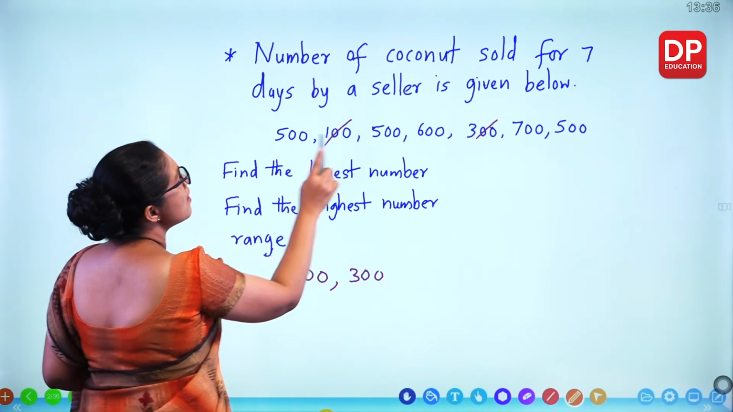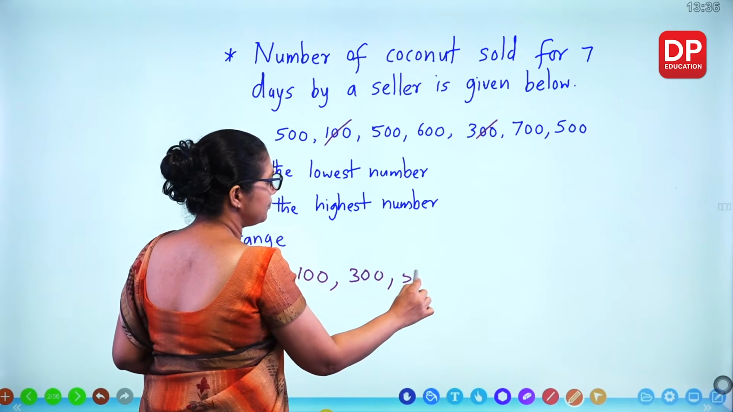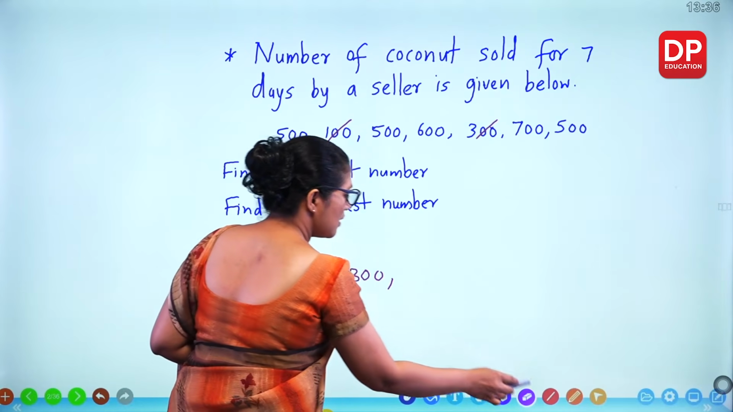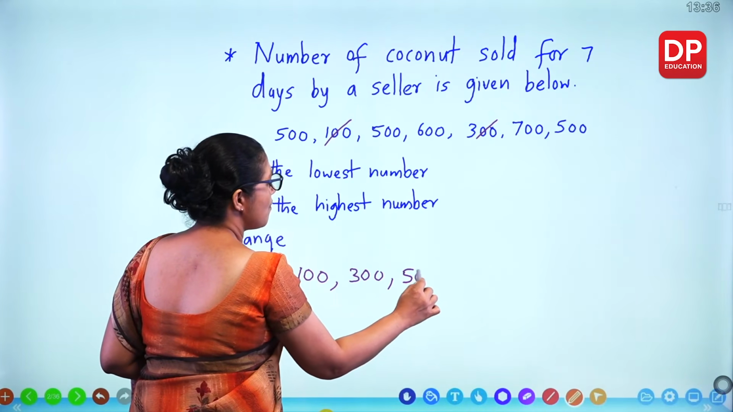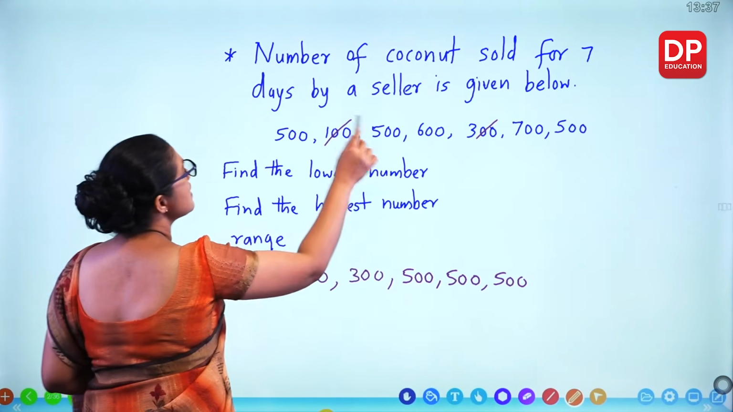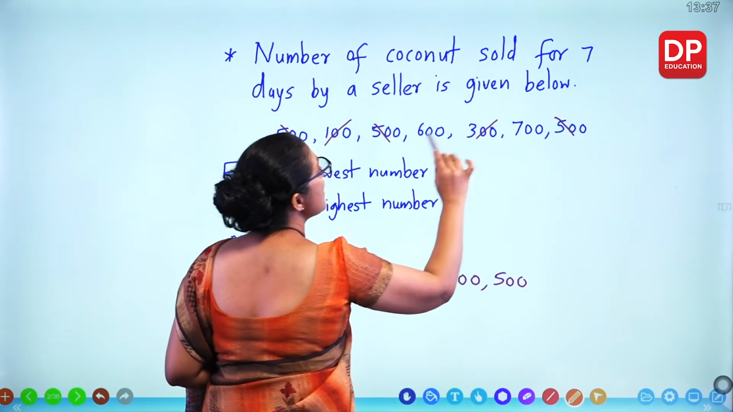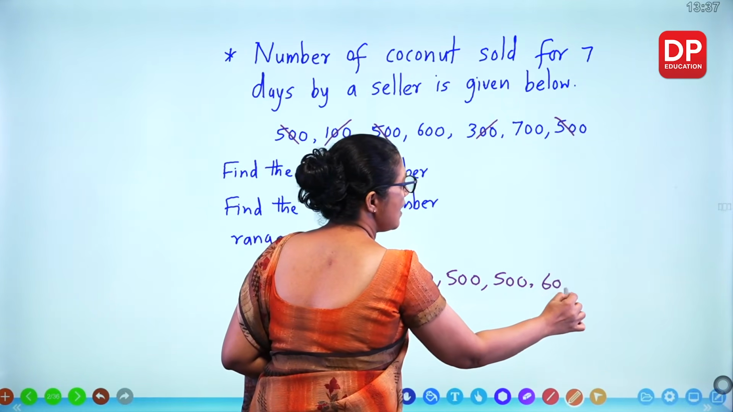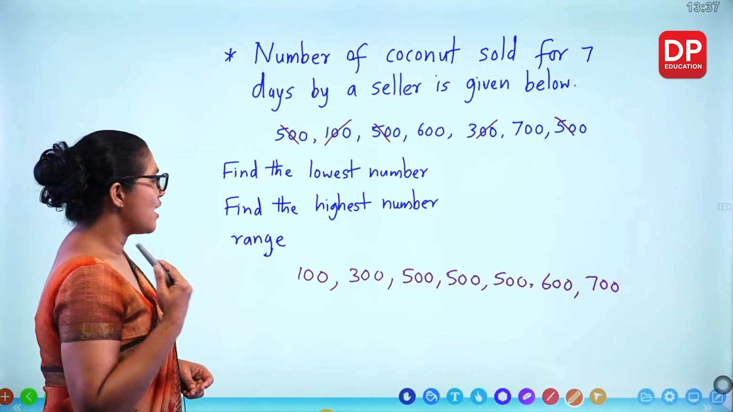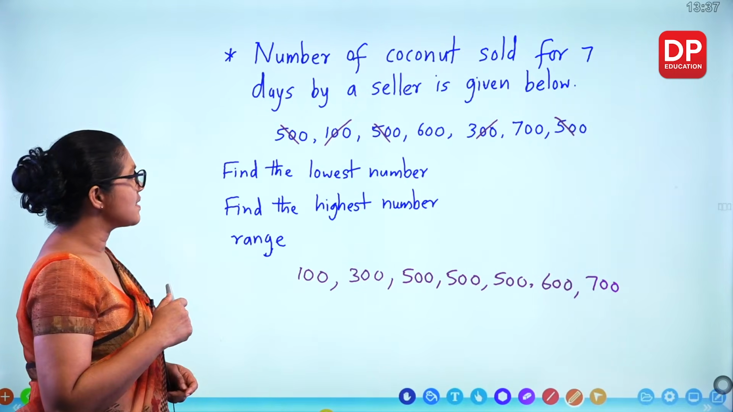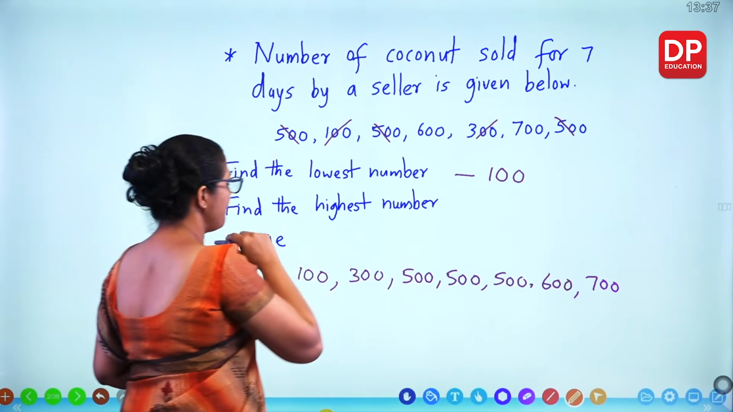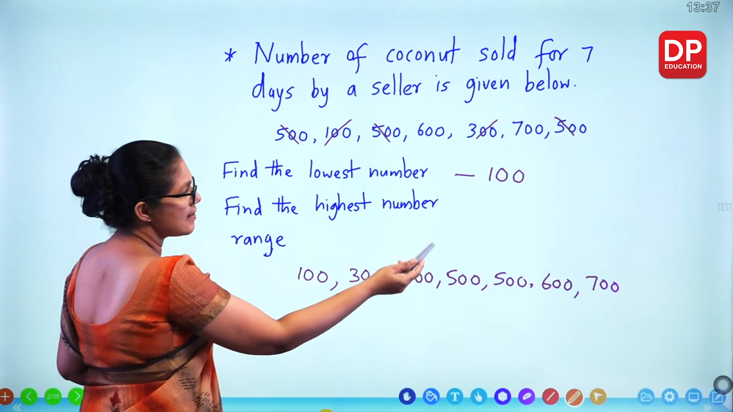Then I get 3 500s. 500. Another 500. What else? I can cut these 3. Then I get 600 and 700. So when you look at this data set, at once we can get the lowest number. So what's the lowest? 100 coconuts is the lowest number. Highest number? 700.